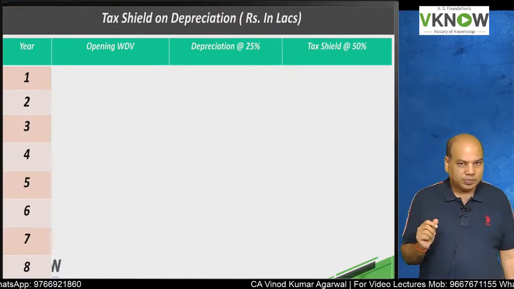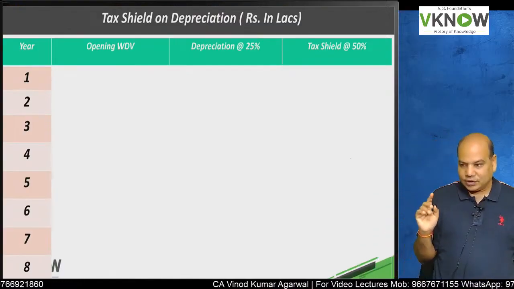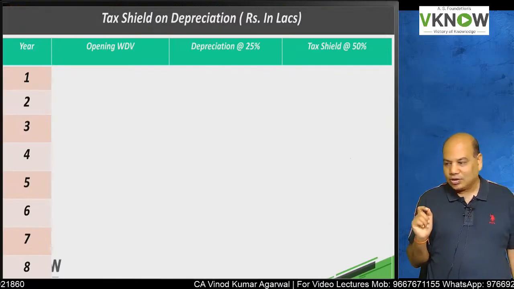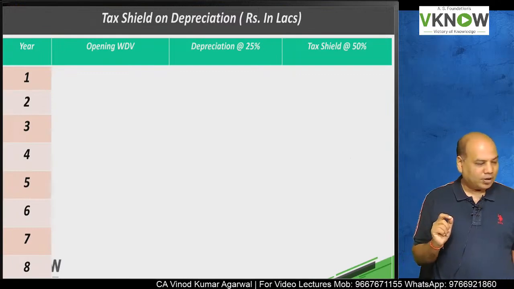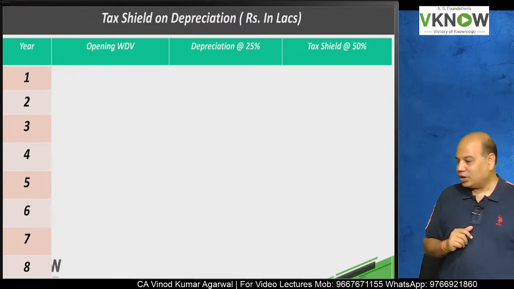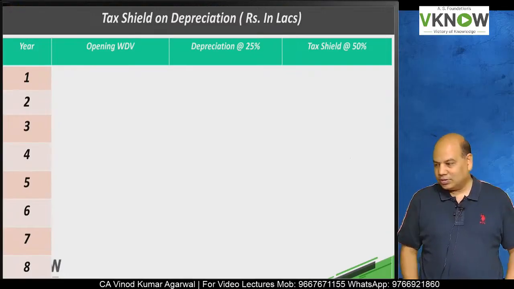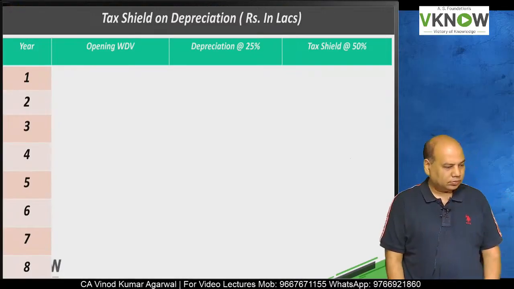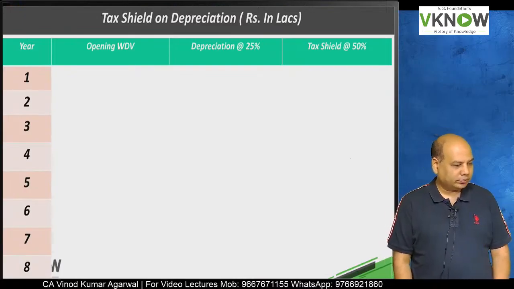Under that tax shield on depreciation, draw 4 columns because WDV method is there. First column year, second column opening WDV, third column depreciation at the rate 25%, fourth column tax shield at the rate 50%.